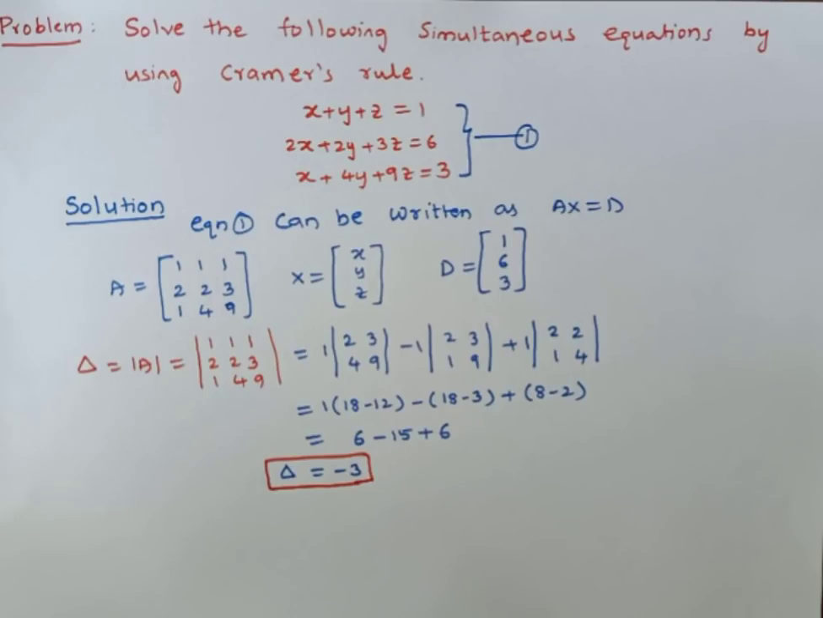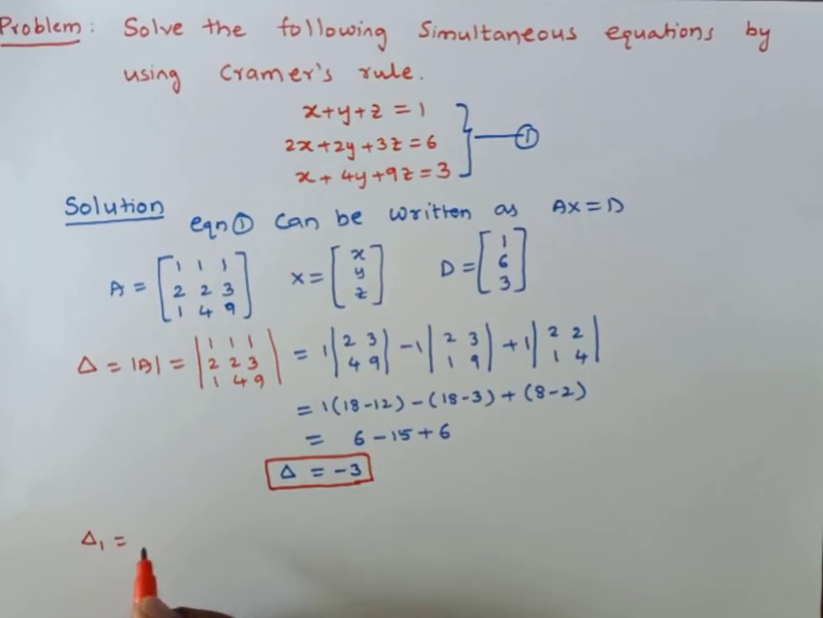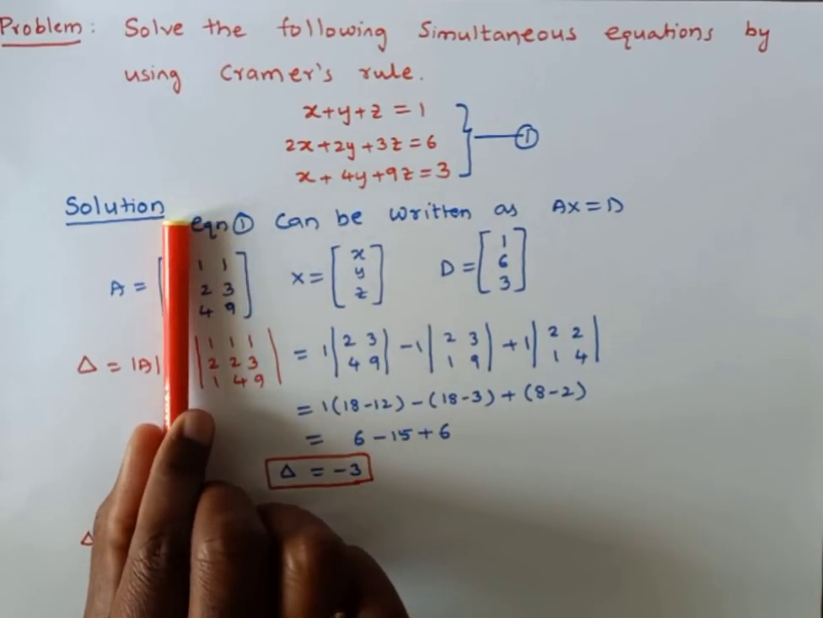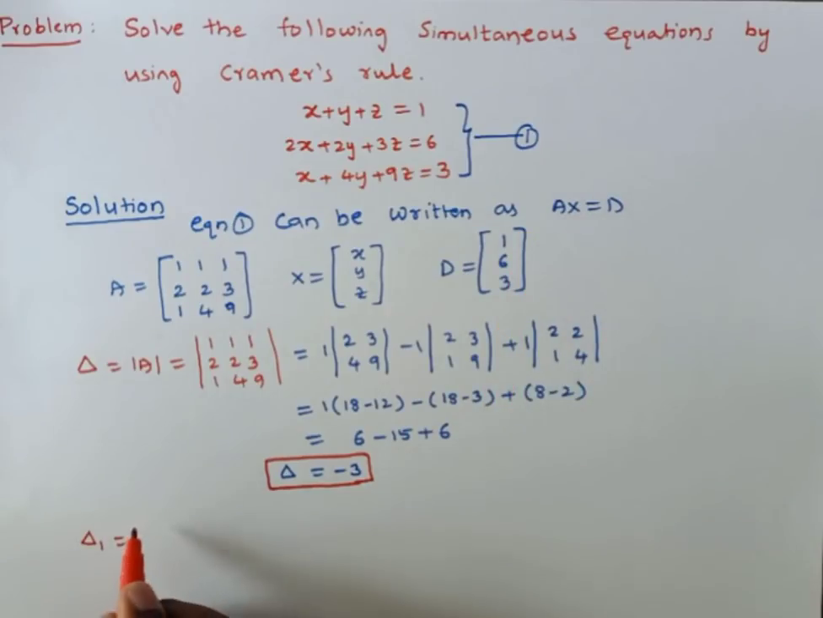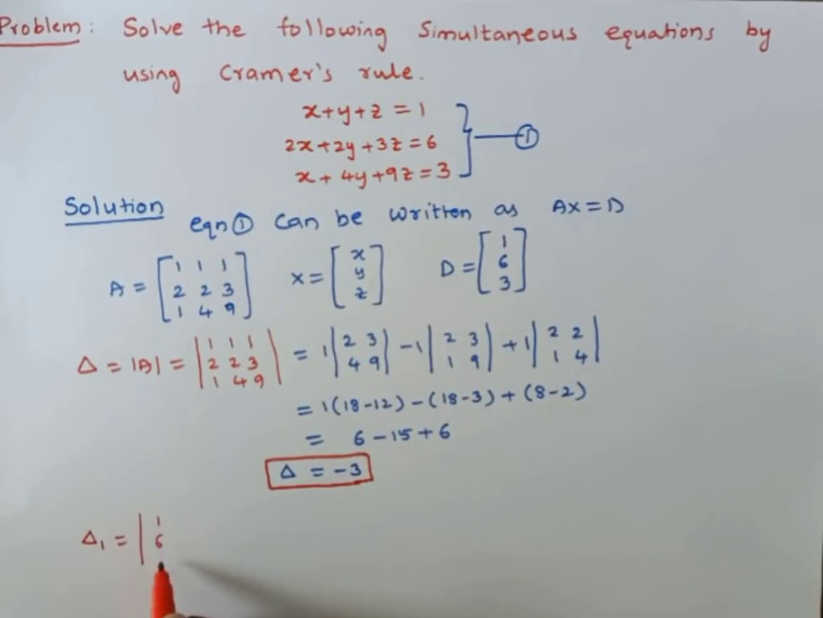Then go with delta 1. What is delta 1? How to evaluate delta 1? Delta 1 means replacing the first column of the matrix A with the constants. Just replace the first column with 1, 6, 3. So it is 1, 6, 3, and the remaining columns are the same, 1, 2, 4, 1, 3, 9.